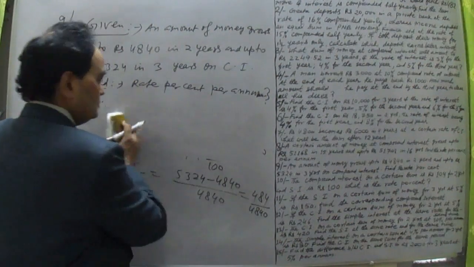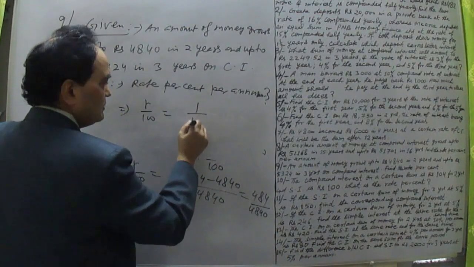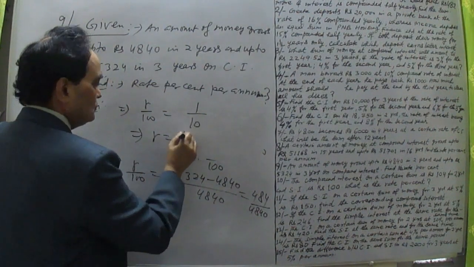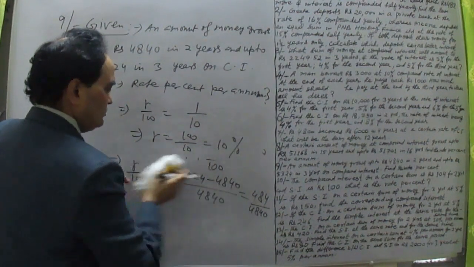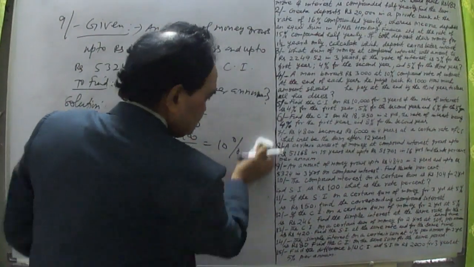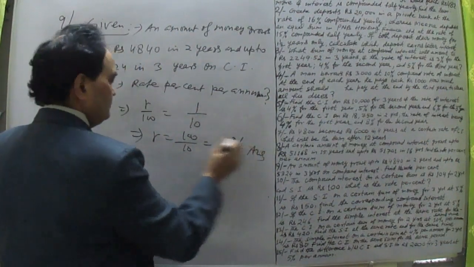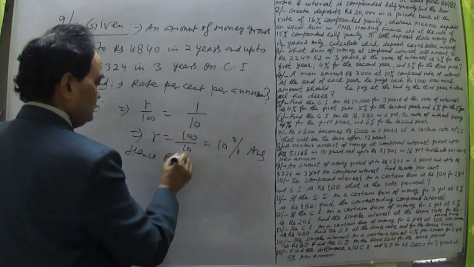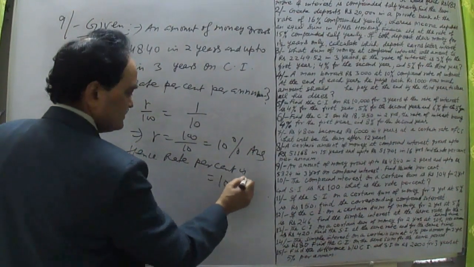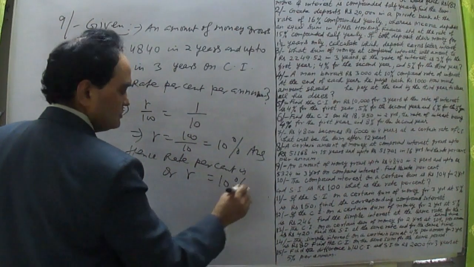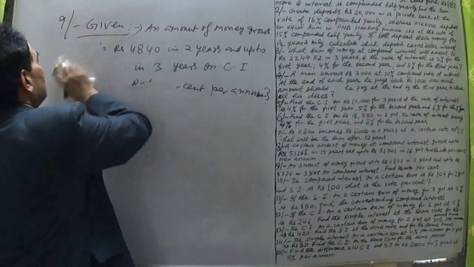Hence, what do we see here? This implies that r upon 100 is equal to 1 upon 10. This implies that r is equal to 100 upon 10, that means 10%. This is the answer here. Got the point? That is the question. This is the answer. Hence rate percent is equal to 10%. Got the point? So question number 9 we have completed.